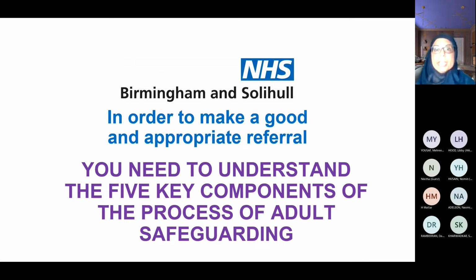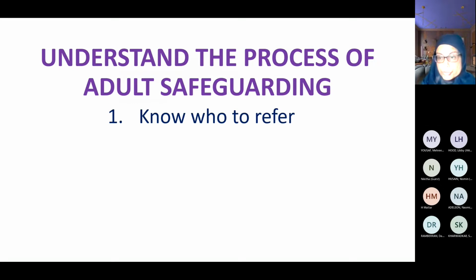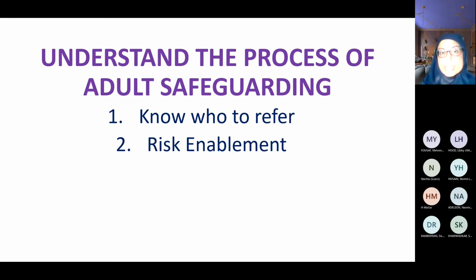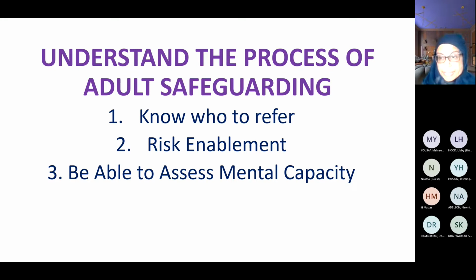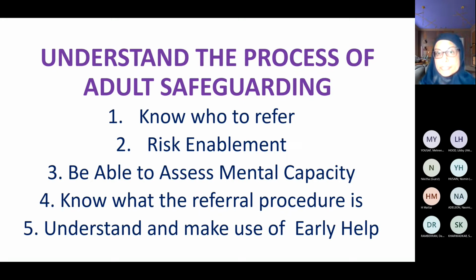Okay, so just to recap then, to make a good and appropriate referral, you needed to understand the 5 components of adult safeguarding. So we went through them. I hope you know now who to refer, adults with care and support needs, risk enablement, those set of scales. We balance risk against patients being allowed to make their own decisions if they have mental capacity. So we need to know how to assess mental capacity. We now know hopefully what the referral procedure is, and we can understand and make use of early help.